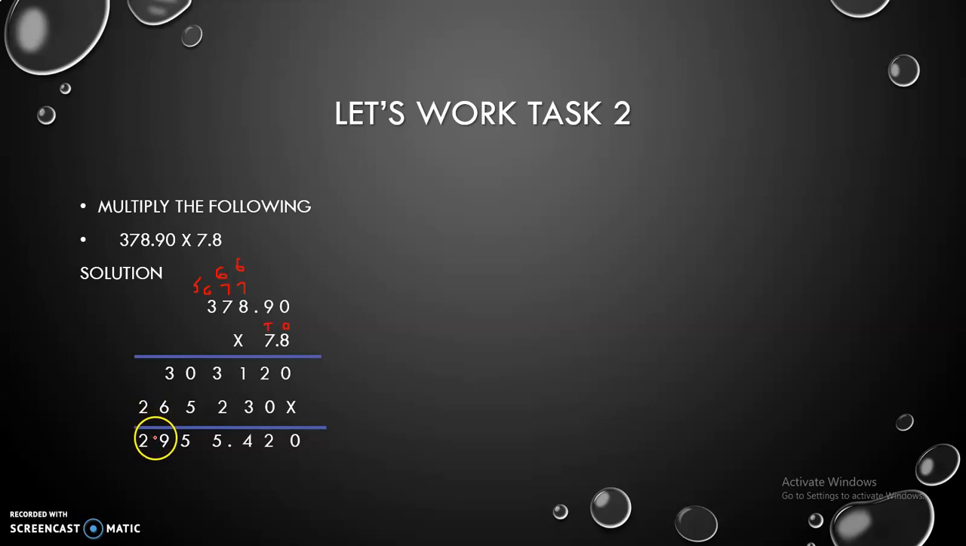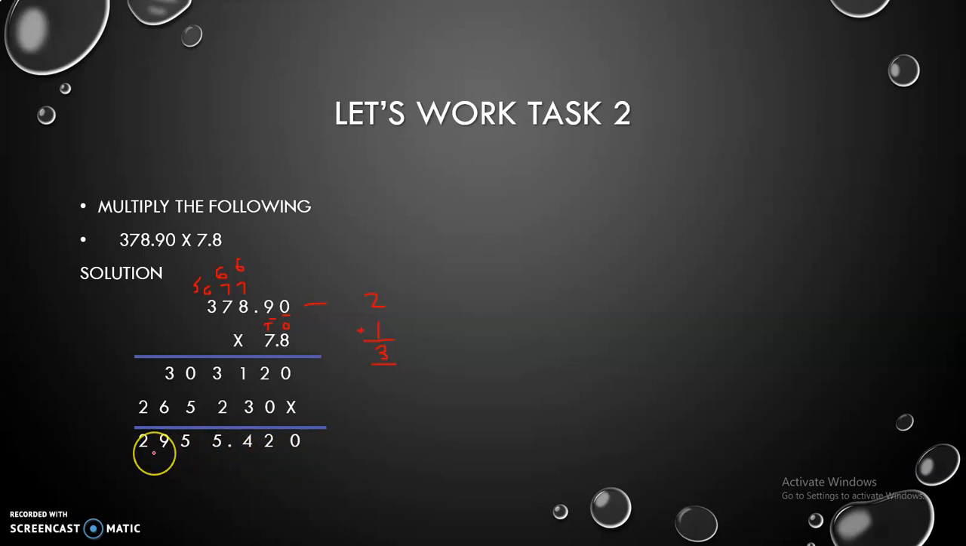9, and 2. Now we have to write the decimal, and we have to follow the rule to write the decimal, and the rule is we have to count the decimal places in both numbers. So in first number we have 2 decimal places, first and second, and in second number we have only 1 decimal place, and when we add them the answer would be 3, which means that we have to write the decimal point after 3 digits, and we have to count these 3 digits from right side. So 1, 2, 3. After 3 digits we write the decimal point.